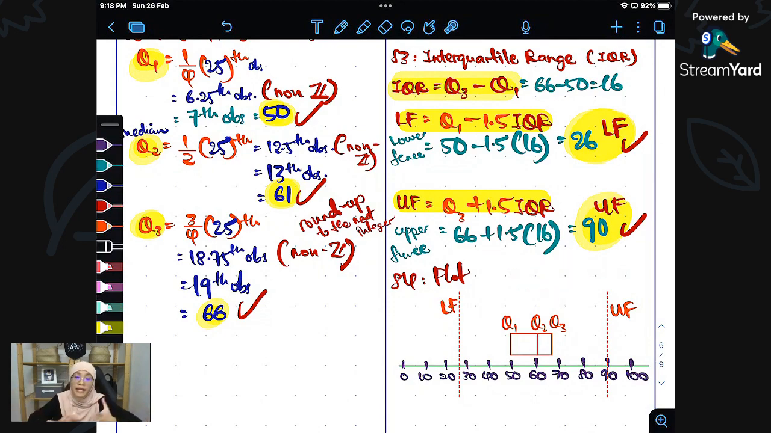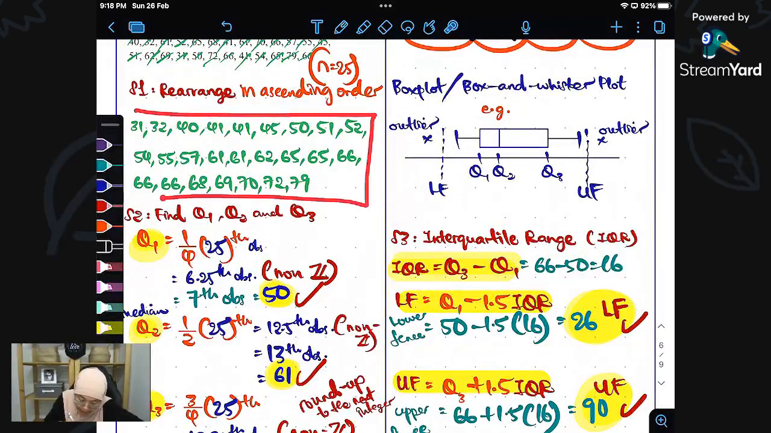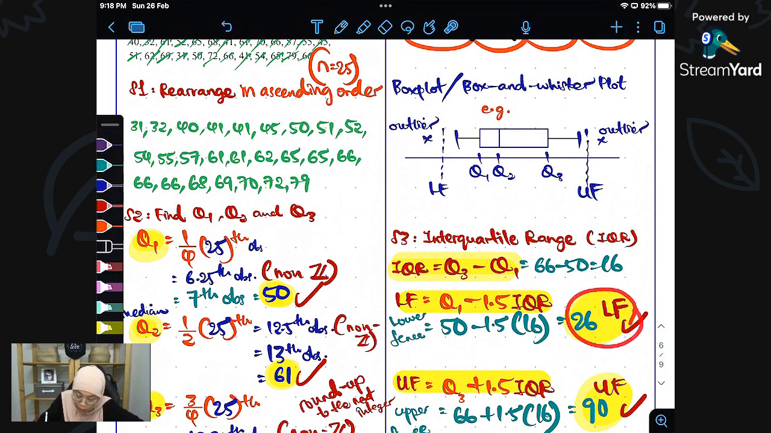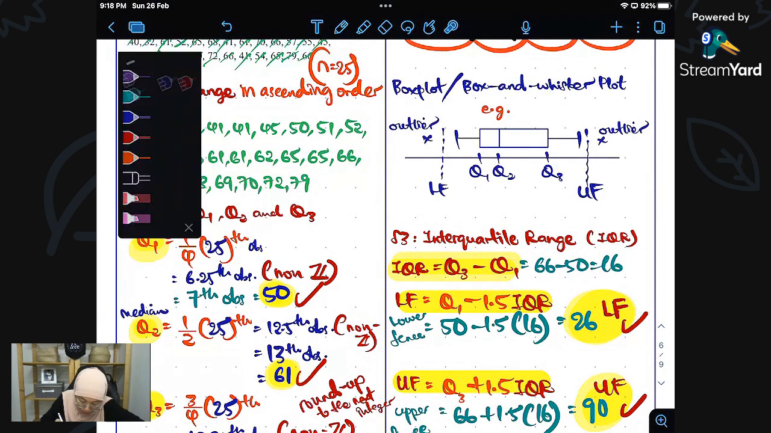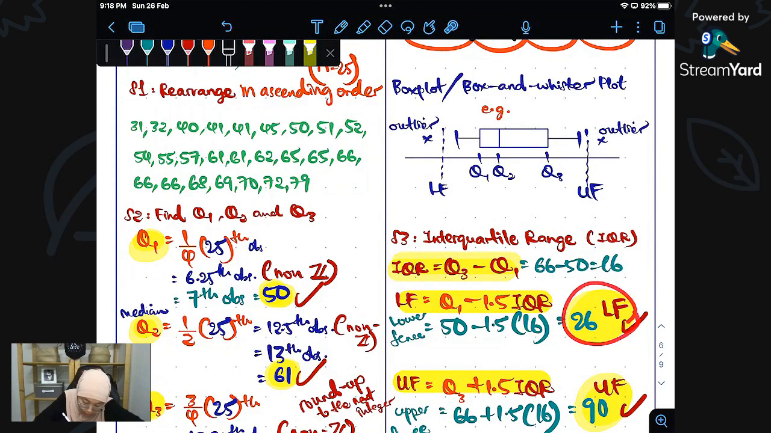So how do we find the min and the max value? It is just very easy. You got to look at your data set balik. Look at your data set and look at what is your fence, 26. So your fence is 26, you know that. So 26 is before, di depan 31 kan. The lower fence is 26. 26 adalah sebelum 31.